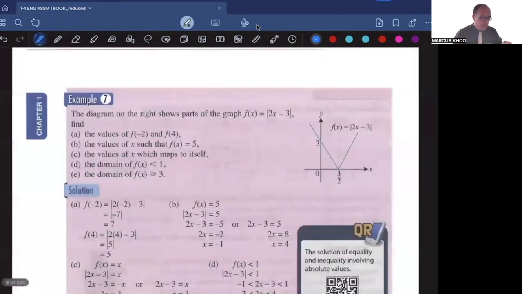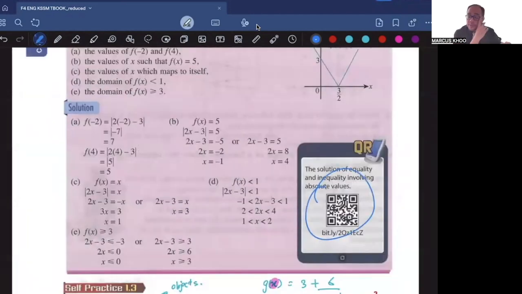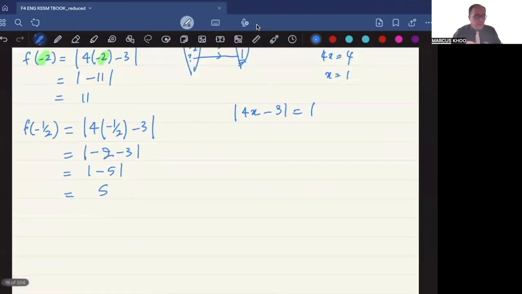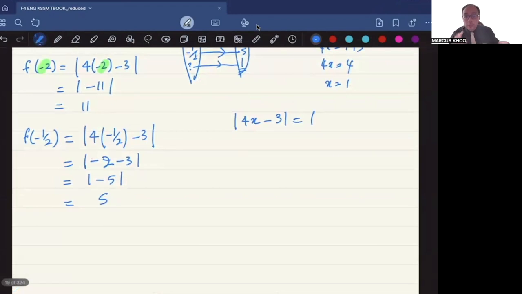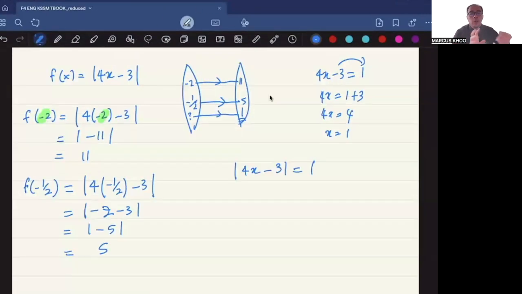If you have time, go and scan this QR in your textbook over here. They will tell you how to do this involving absolute values. But basically, whenever you have a modulus situation, you have to have two answers. When you open the modulus, this is something new: we have to have two different answers.